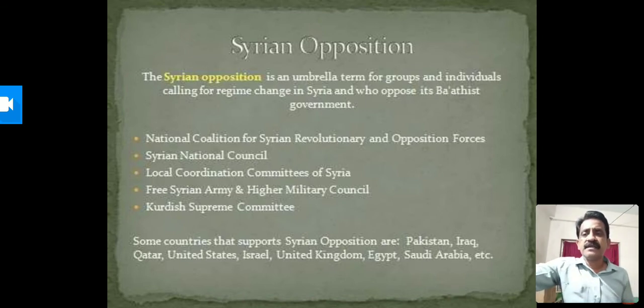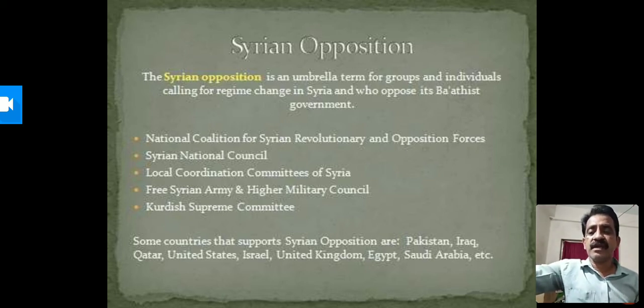Syrian opposition. The Syrian opposition is an umbrella term for groups and individuals calling for regime change in Syria and who oppose its Ba'athist government. National Coalition for Syrian Revolutionary and Opposition Forces, Syrian National Council was formed, Local Coordination Committees of Syria, Free Syrian Army and Higher Military Council, Kurdish Supreme Court. Some countries which supported are Pakistan, Iraq, Qatar, United States of America, Israel, United Kingdom, Egypt and Saudi Arabia, to name a few.